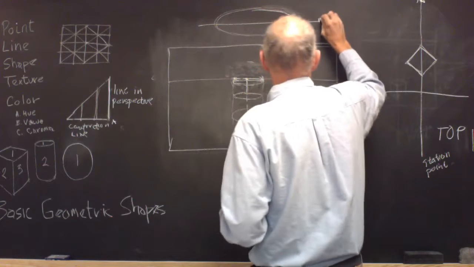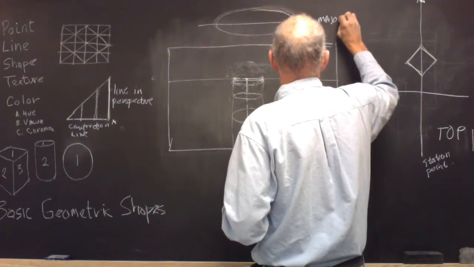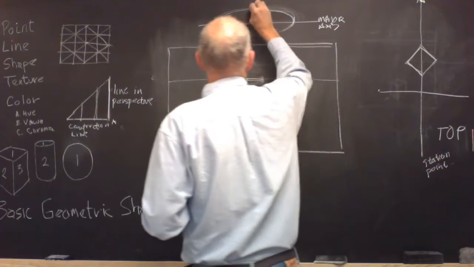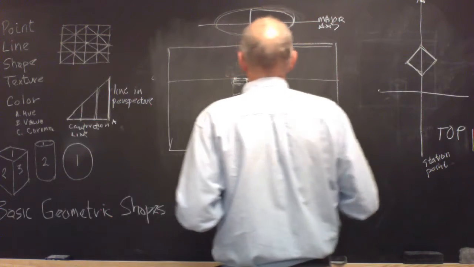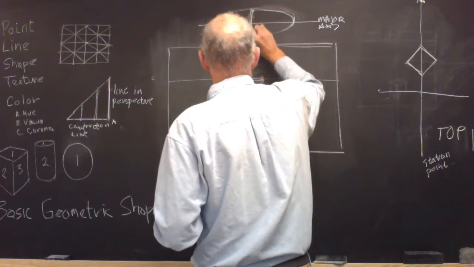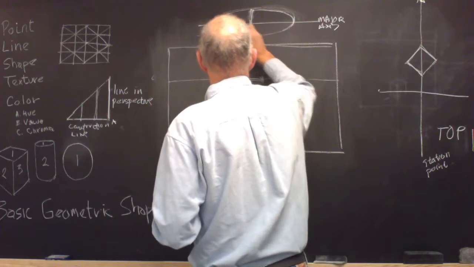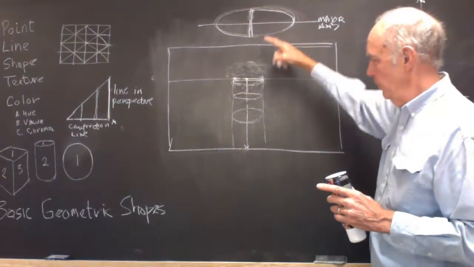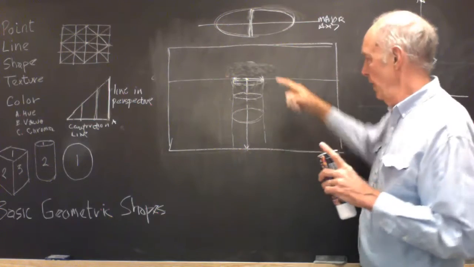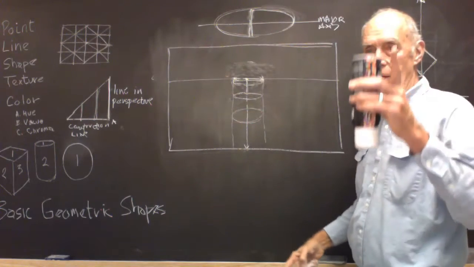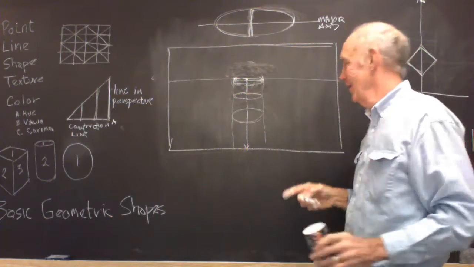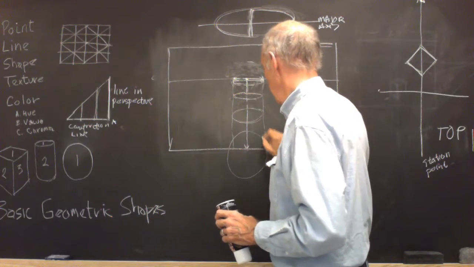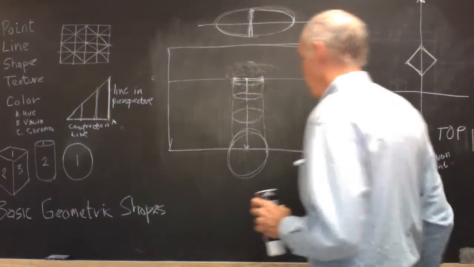You have a major axis and a minor axis. Minor axis is the short one. And as this ellipse moves down, the major axis stays the same all the way down because it doesn't get any wider. When it gets down to the station point, it turns back into a circle at that point.